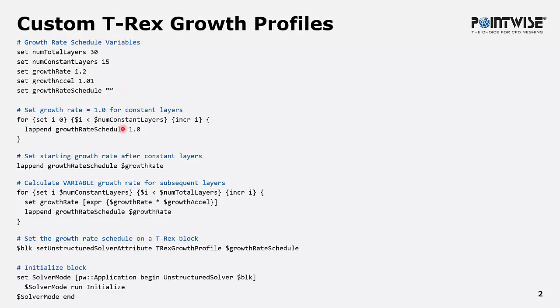Right after that, we set the growth rate to 1.2 for the 16th layer, and then we use a growth acceleration equal to 1.01 to compute the variable T-Rex height for the remaining layers. We then assign the computed custom T-Rex growth profile to the appropriate block, and last but not least, we initialize the block, and that is happening right here and right here. Let us go ahead and switch to Pointwise.